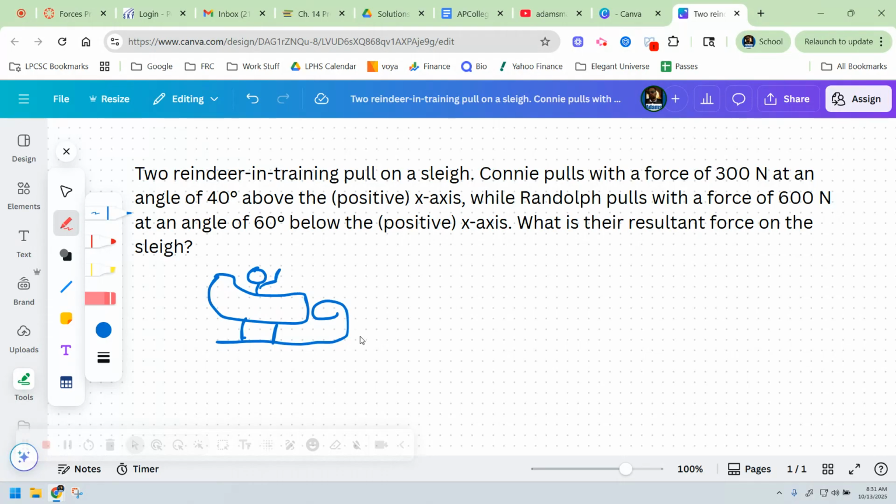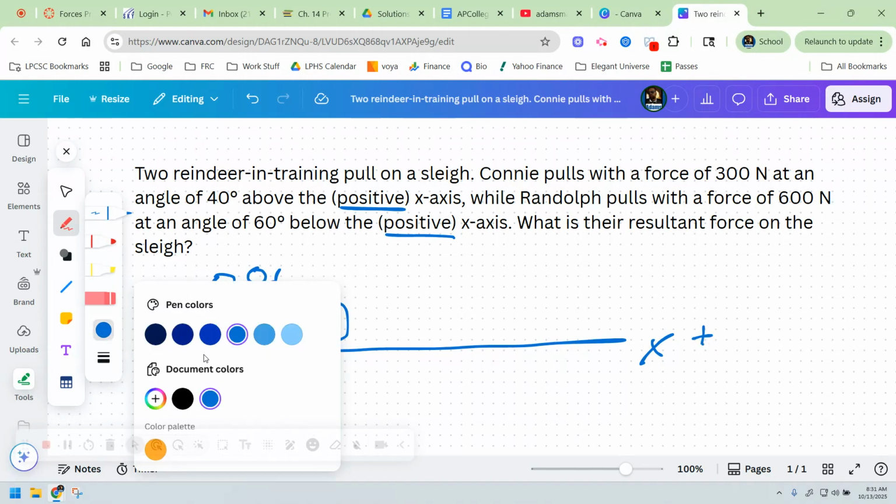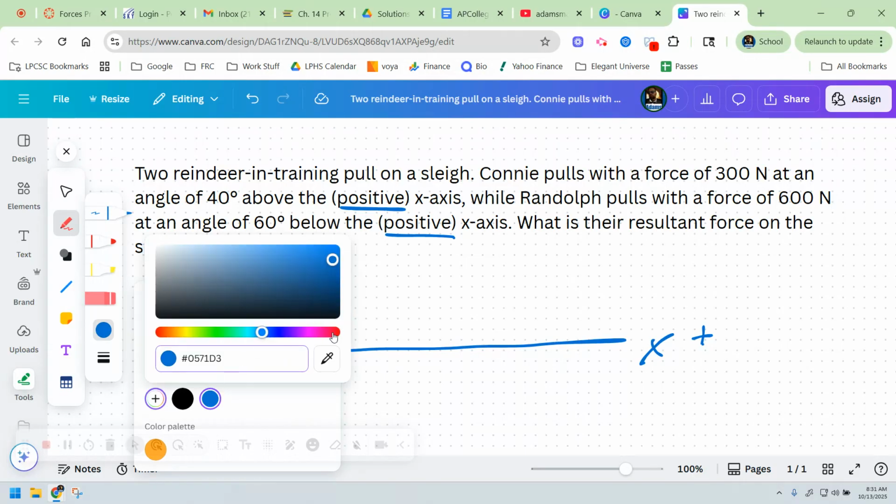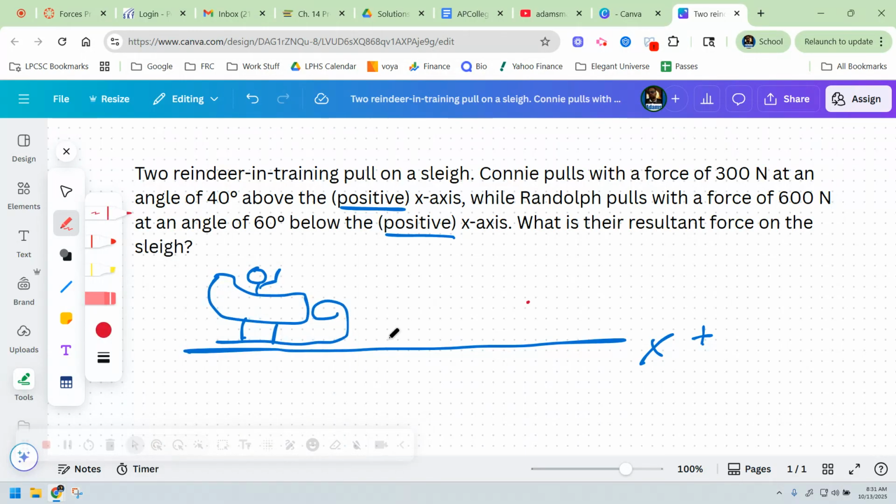All right. So we have 2 people pulling the sleigh. And when they say above the positive axis, that means they're both pulling the same direction but at different angles. So we'll do Connie first. We'll make Connie red. And so here's Connie over here pulling this thing.